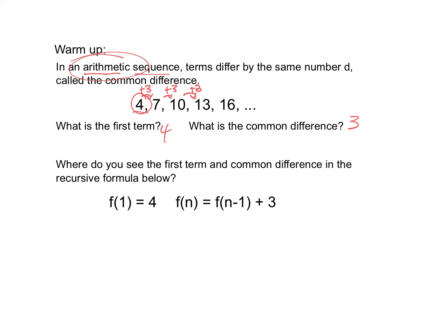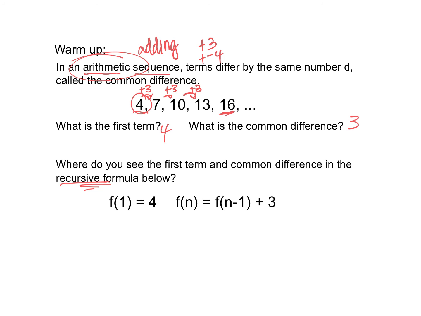Arithmetic sequences have to be adding the same amount each time. So that could be adding a 3 or it could be adding a -4, but that's an arithmetic sequence. So we talked about recursive formulas. Recursive formulas, remember, help you find the next term if you know the one before it.